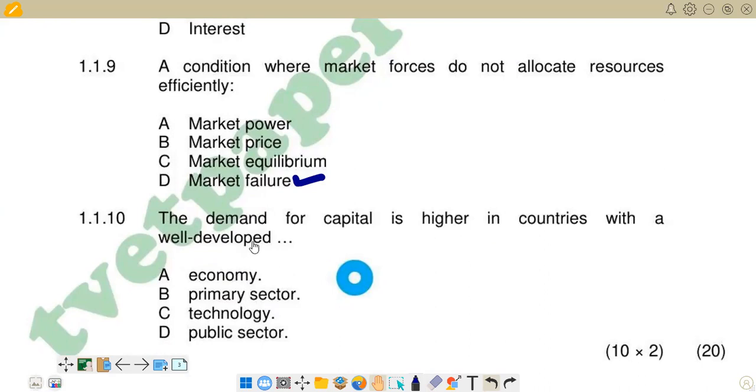So you'd see that capital is mainly demanded in countries that have a secondary sector, where we have manufacturing of products. That's where capital is mostly demanded, not the primary sector. Then we have the technology and public sector, not more appropriate than economy. So a well-developed economy determines the demand for capital. So A becomes the most appropriate that we have there. Then we now move on to the next question. Let's try to see what we have next there.